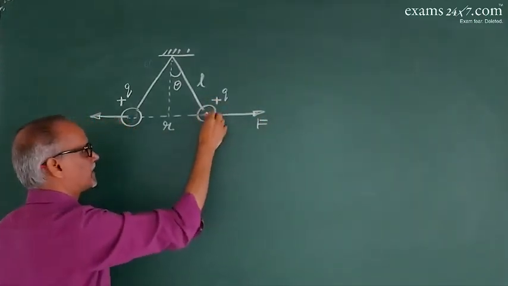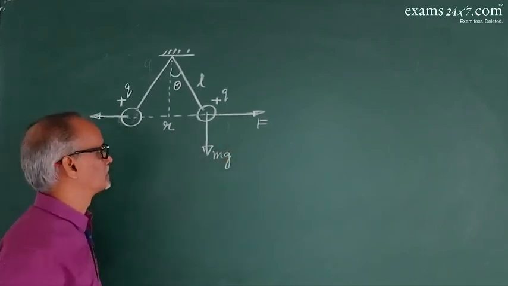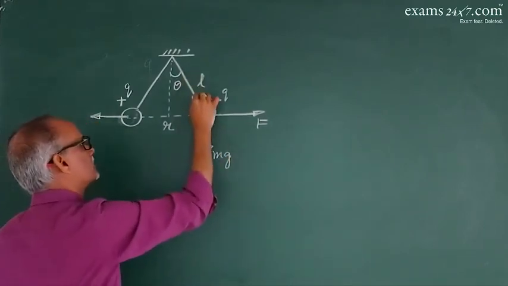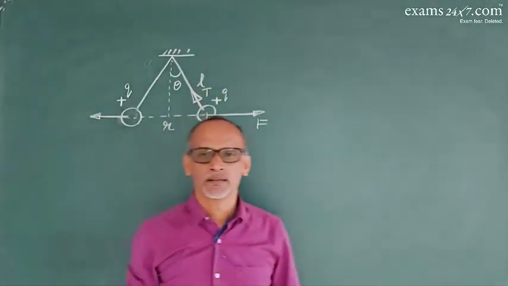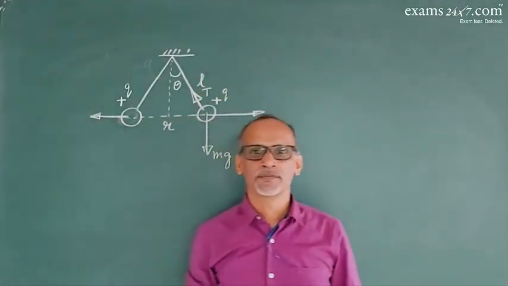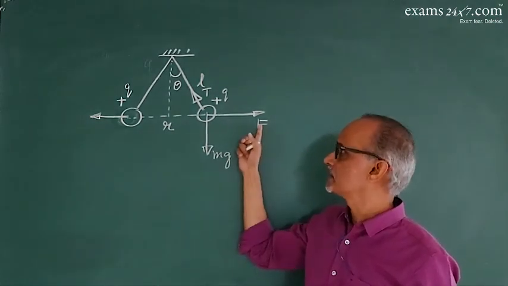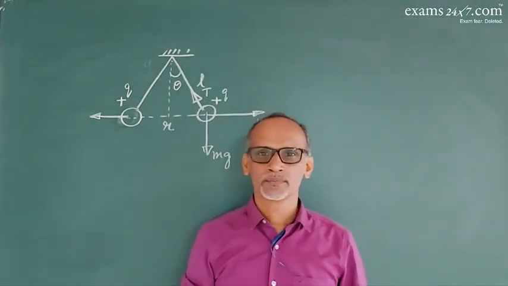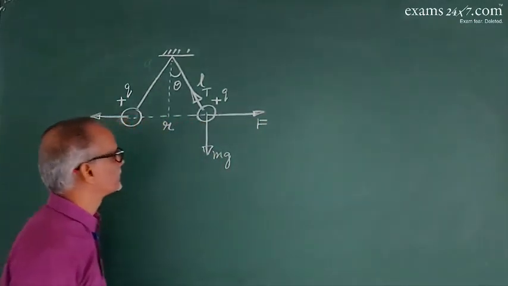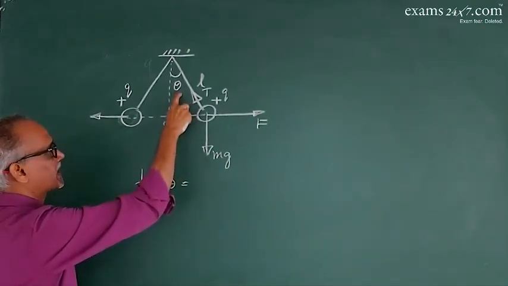And because of the mass, there is another force which is acting in the downward direction, which is mg. And along the string we have a force which is tension, so that each sphere is under the action of three forces: weight, electrostatic force of repulsion, and the tension. So what is the relation between the three forces when they are in equilibrium? So we can find tan theta, the angle made with the vertical.